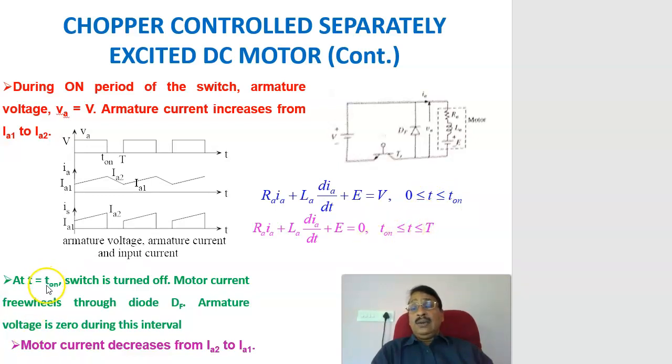At t equal to T on, the switch is turned off and the motor current freewheels through the diode DF, and the armature voltage is 0 during this interval, and the motor current is decreasing from IA2 to IA1.